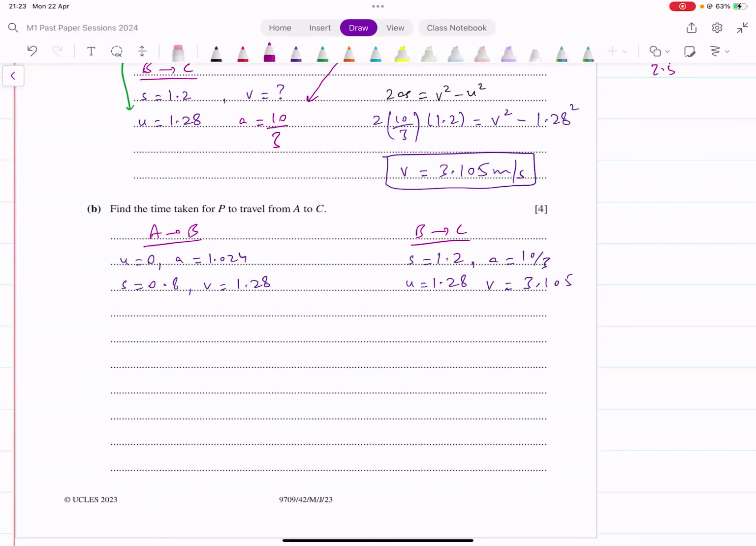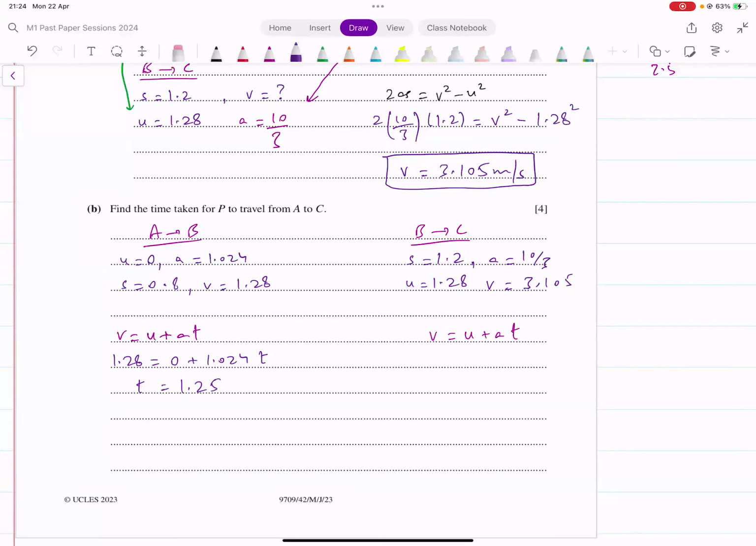We can use v equals u plus at in both of them, because that does not involve any squares. So we won't have to solve any quadratic equations. Let's input values. 1.28 equals 0 plus 1.024 into t. That will give you one value for t from A to B. You can see what that is. From A to B, 1.28 divided by 1.024. That's giving me 5/4. That's 1.25 seconds for the first part of the journey.